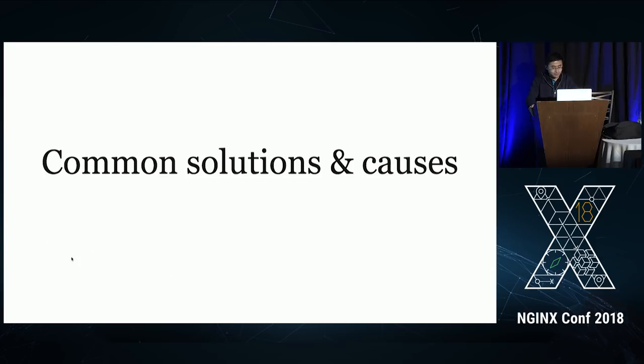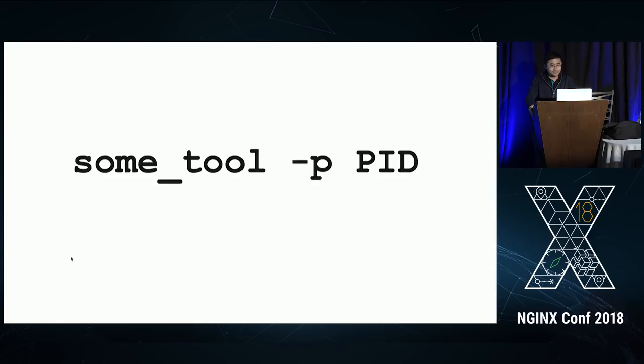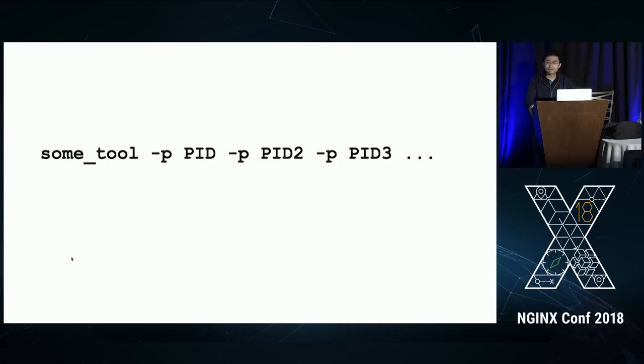Okay, for common solutions and tools, let's see what kind of tools we can apply to address the common problems we saw earlier. So let's see the pattern. Most of the tools can be attached to the target process or the target system via a single command option like -p. You can specify a process ID so that you can just probe the target process. Or you can probe multiple processes, like all the worker processes of an NGINX server.